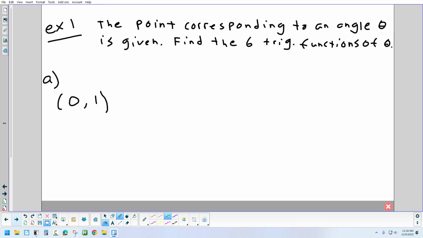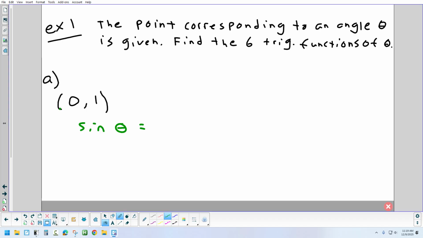Let's try a problem. So the first problem says that they've given you a point that represents an angle, and they want you to find all 6 trig functions. Now, you don't need to know what angle this is. You should know, from what we just did, but you don't need to know. We have the coordinate. That's the most important thing you need, and we're just going to plug the x and the y values into the 6 formulas. Since they didn't give me the angle, I'm just going to represent the angle as theta, and I'm using its location to figure out everything I want to know.